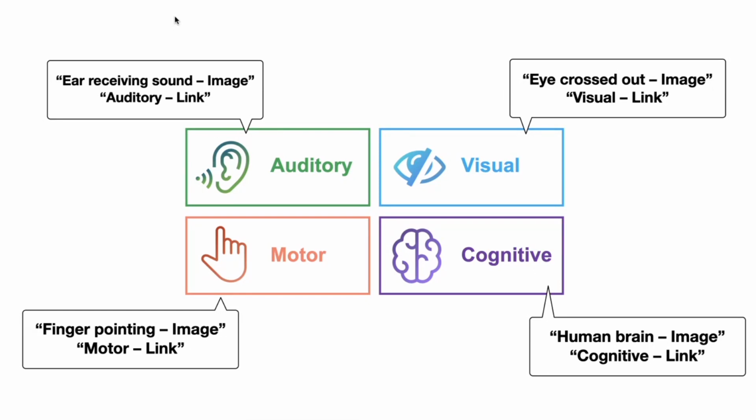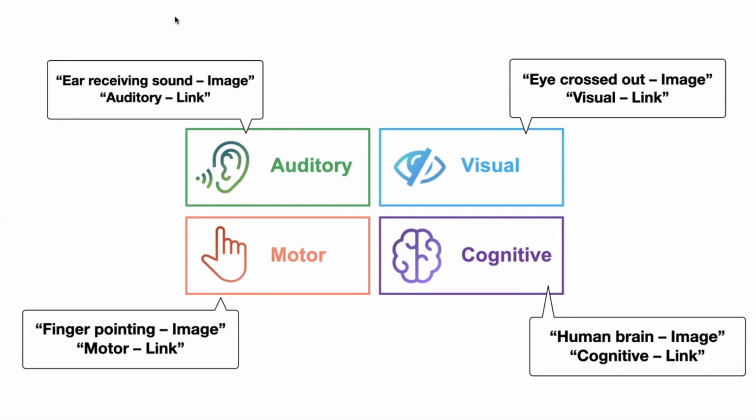But then what would actually happen for a user who is, say, experiencing your site through a screen reader, so someone who's, say, blind or partially sighted, they would have this read out to them. So they would hear ear receiving sound, image, auditory, link, and then eye crossed out, image, visual, link, and so on. So what's actually happening in many ways is you've made the experience worse. The alternative text is distracting. It's actually a burden on the user.